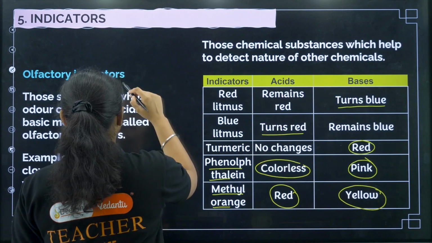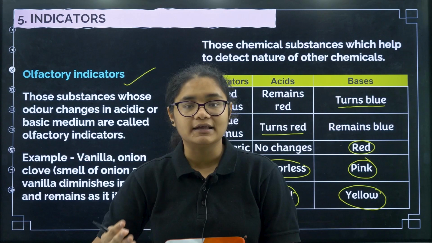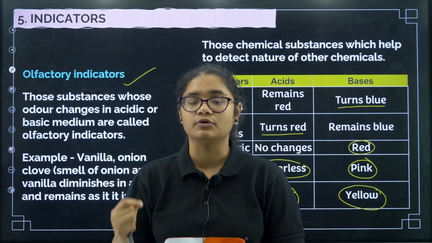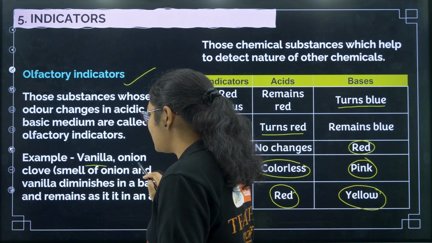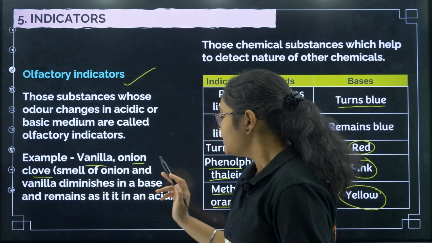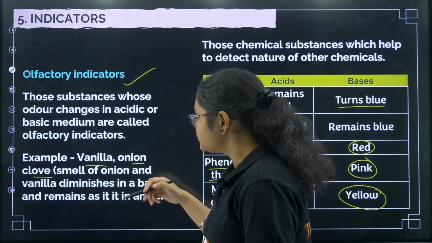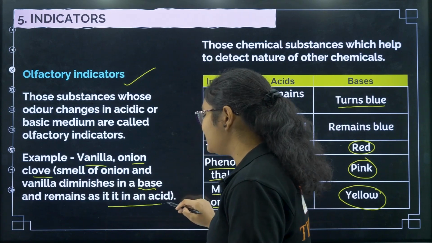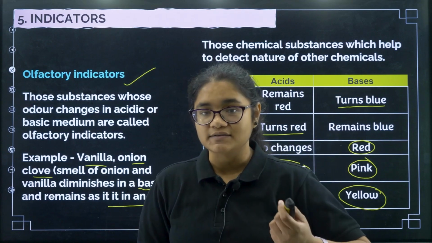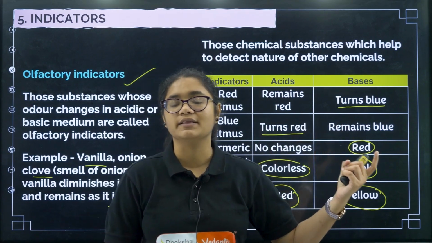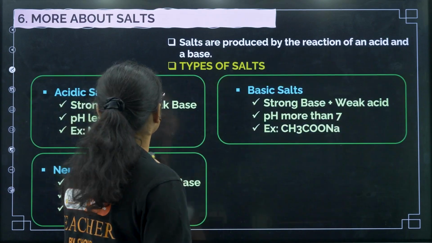And there is something called olfactory indicators, which can indicate whether it is an acid or a base based on smell or odor. So what are the examples for that? We have vanilla, onion and clove oil, okay. The smell of onion and vanilla decreases in base and remains as it is in acid. So that is how you can use the sense of smell to identify whether it is an acid or a base, okay.